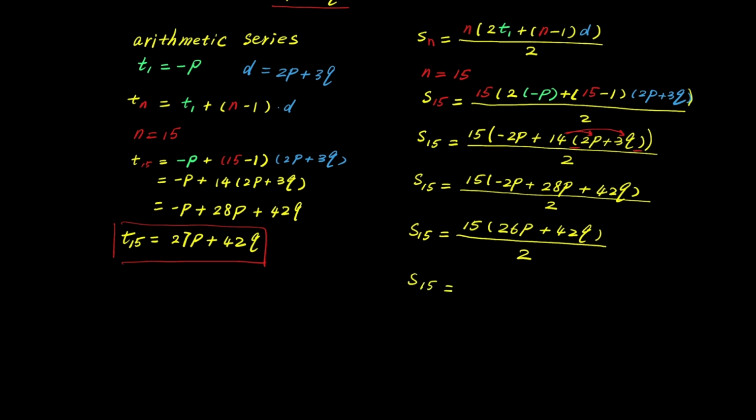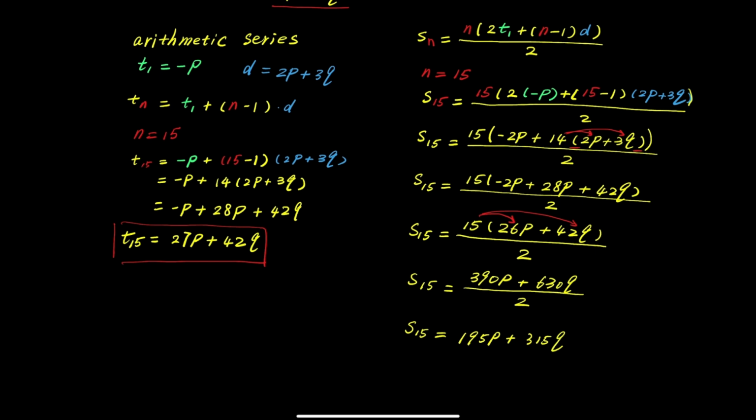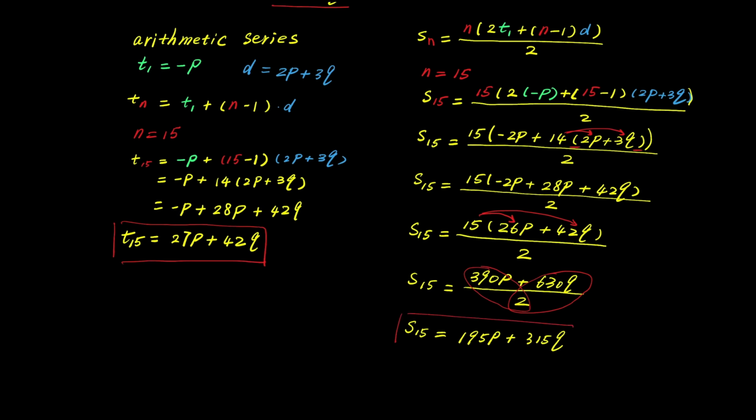S15 equals 15 times 26 is 390p, plus 15 times 42q is 630q, divided by 2. So eventually we have S15 equals 390 divided by 2 is 195p, plus 630 divided by 2 is 315q. Remember, both terms on top need to be divided by 2. So this is the final answer for S15.